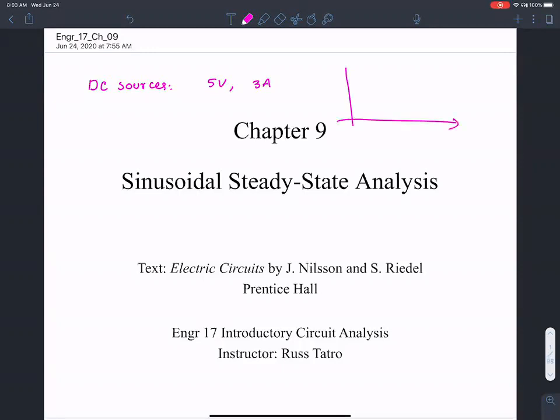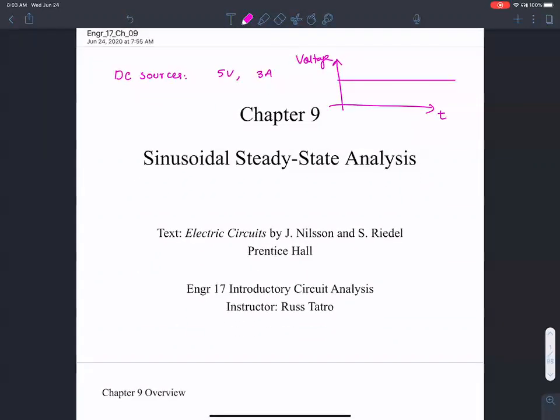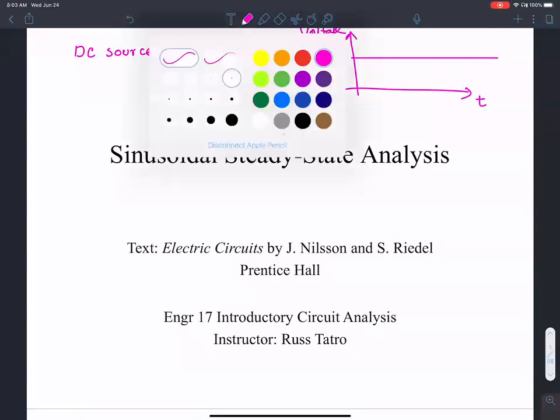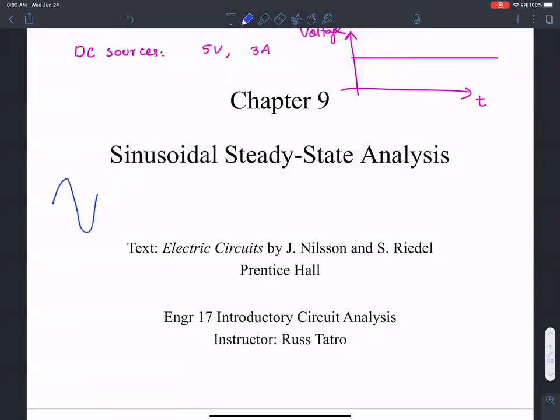Whatever its value was, it was constant. If you were to plot the DC value as a function of time for the voltage source, you pretty much see a straight, horizontal line. Now, we are going to look at a new class of inputs, the kinds of inputs that are time varying. And a very good representative waveform for our time varying inputs is a sinusoid.